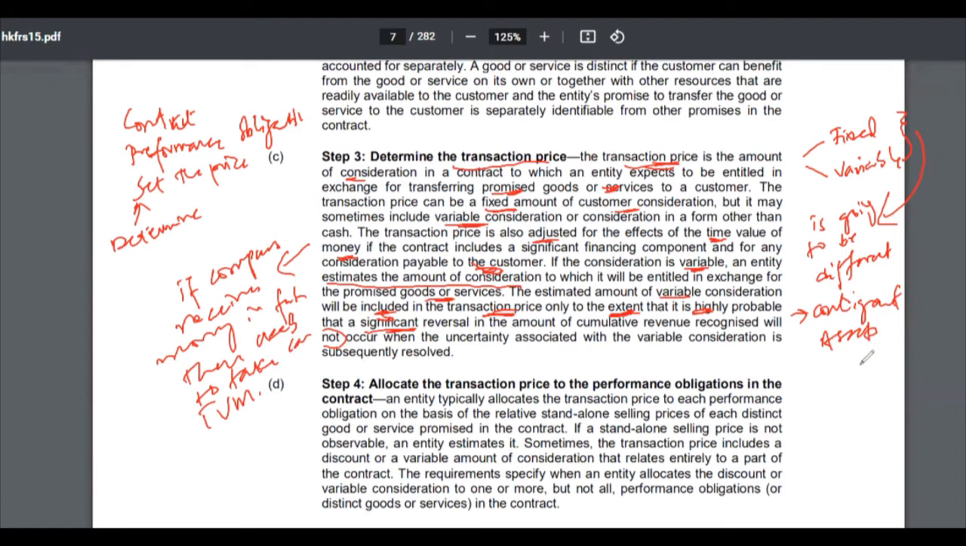A company only recognizes a contingent asset if it's highly probable. Otherwise, the company cannot recognize a contingent asset. So it's a very similar concept here. Companies will only include variable consideration in the transaction price if they are not expected to return that amount. That's how companies determine the transaction price.